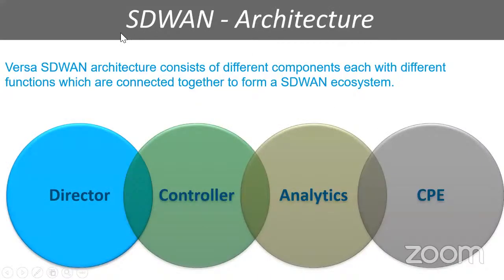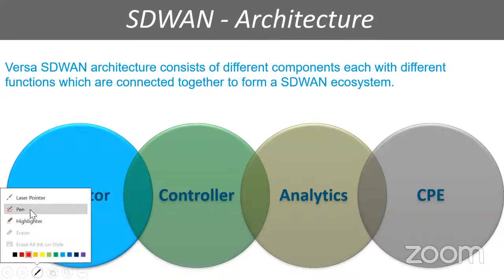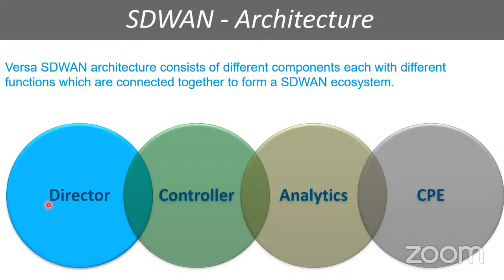So we are starting with this. Versa has four main components. One is the Director. The Director's main role is provisioning as well as monitoring of all the branches. So you can say it acts as an orchestrator. It is very easy to monitor and control analytics and all the branch devices. So it plays the role of an orchestrator in terms of Versa SD-WAN.